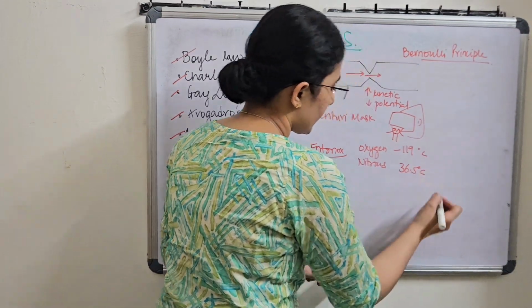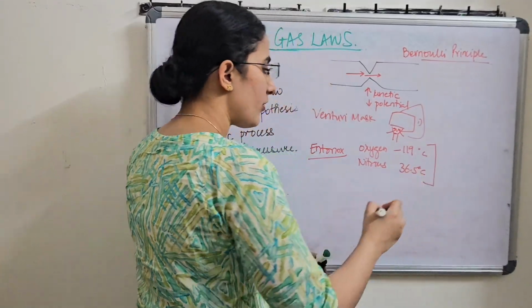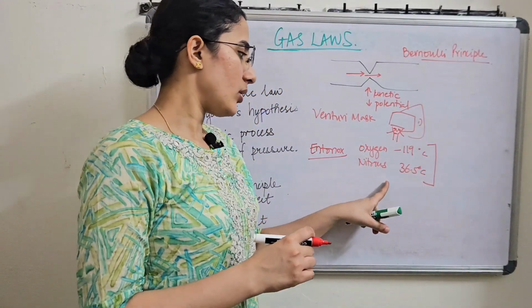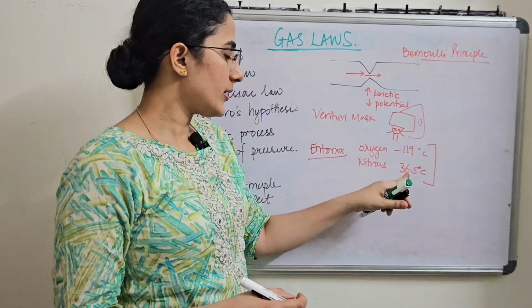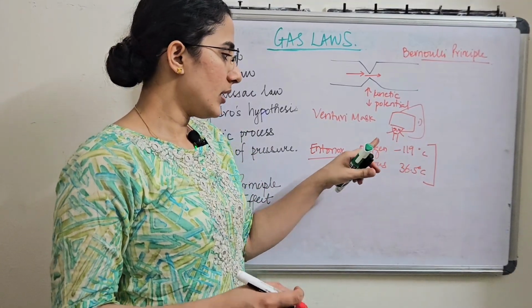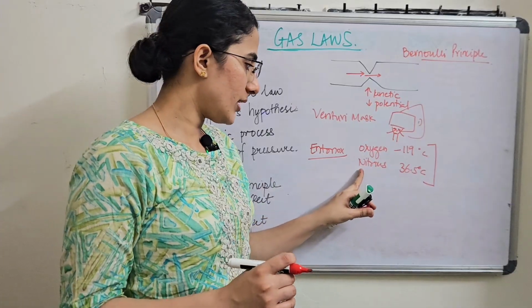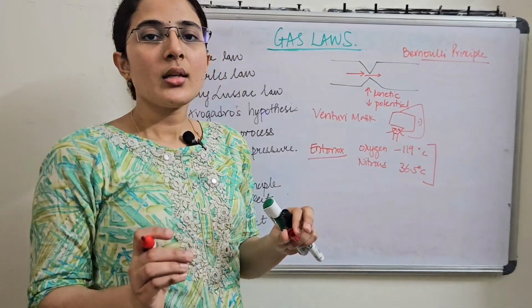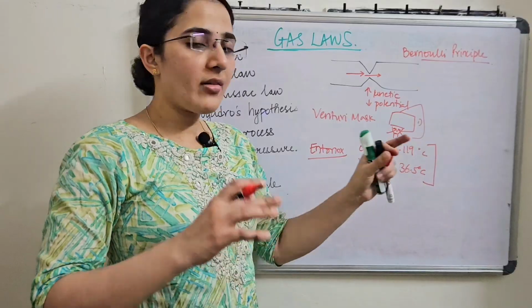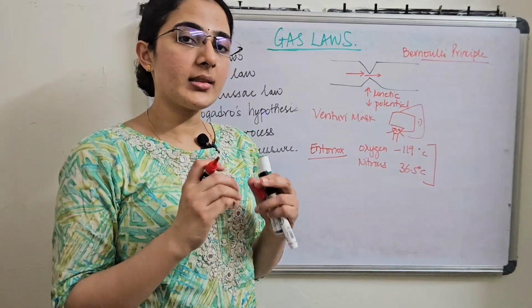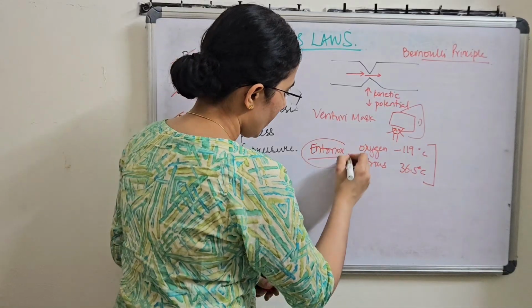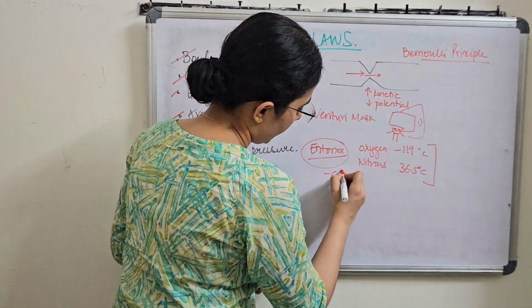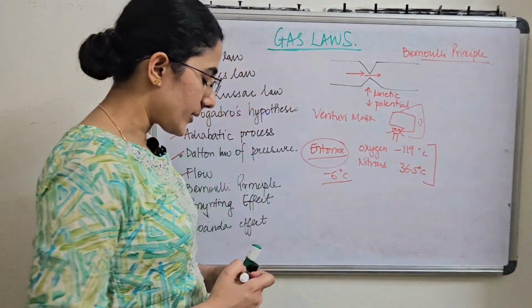36.5 degrees Celsius. So the mixture of both of these, which is Entonox, will have a critical temperature which is above that of the lower gas. That is, it will have a separate one, which is called the pseudo critical temperature. So Entonox will have a critical temperature of about -6 degrees Celsius.